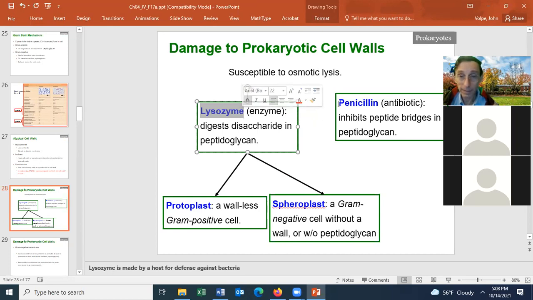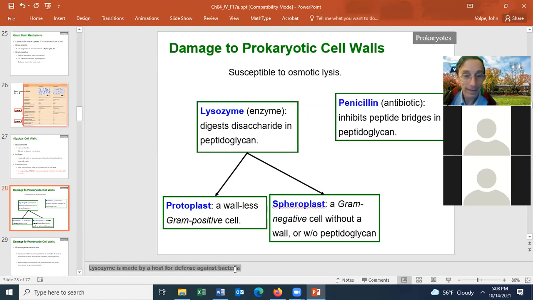And that's actually how penicillin works. So why do we have that enzyme? Come on, you guys. It's actually right down here. It's an enzyme the body makes to defend itself against bacteria. And if you think about it, you wouldn't want bacteria in your eyes. And so we secrete that into our tears.